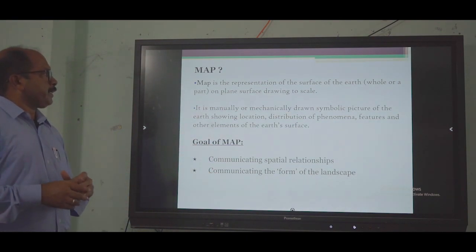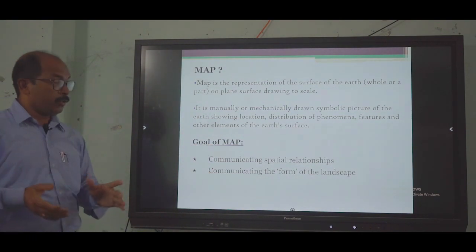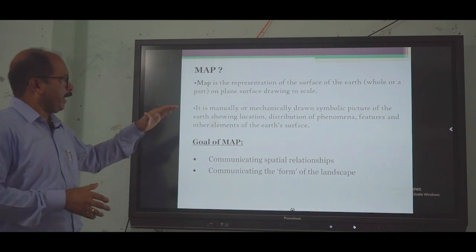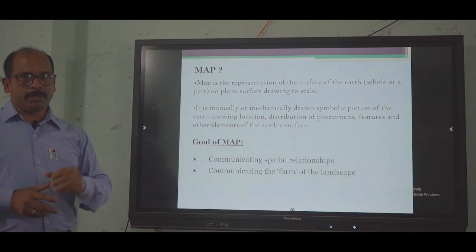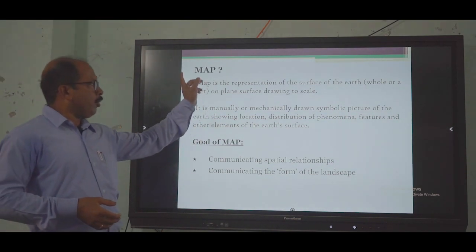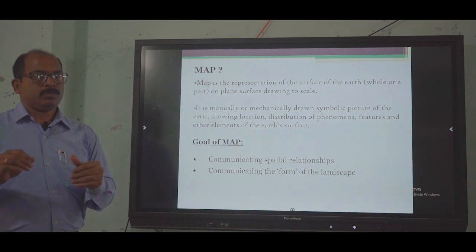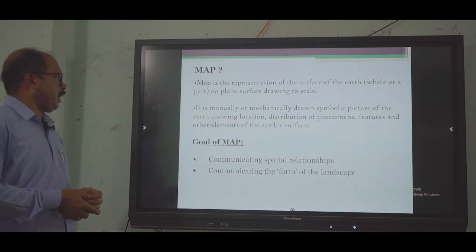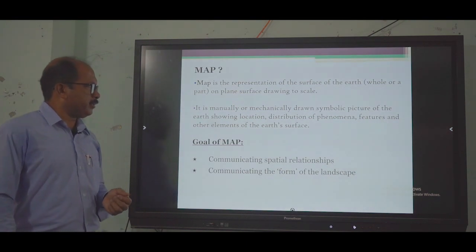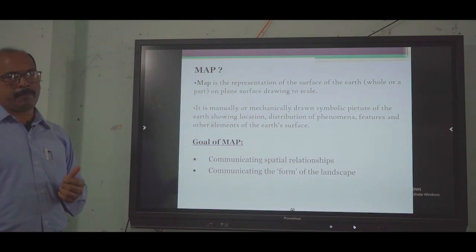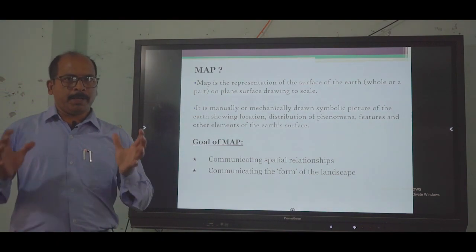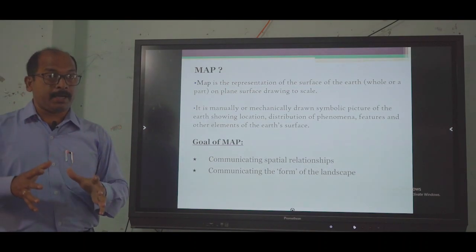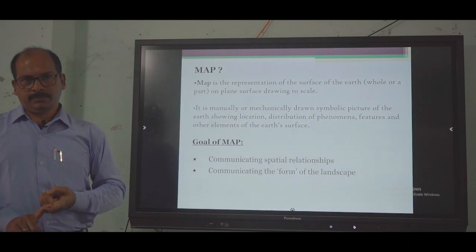So a map is the representation of the surface of the earth, or the whole earth or a part of it, on a plane surface, drawn to scale. One of the basic properties is that all maps are prepared or drawn with the help of scale. It is a manually and mechanically drawn symbolic picture of the earth showing locations, distribution, phenomena, features and other elements of the earth's surface. So maps are the basic product of cartography, and how are maps prepared? They are prepared with the help of scale.